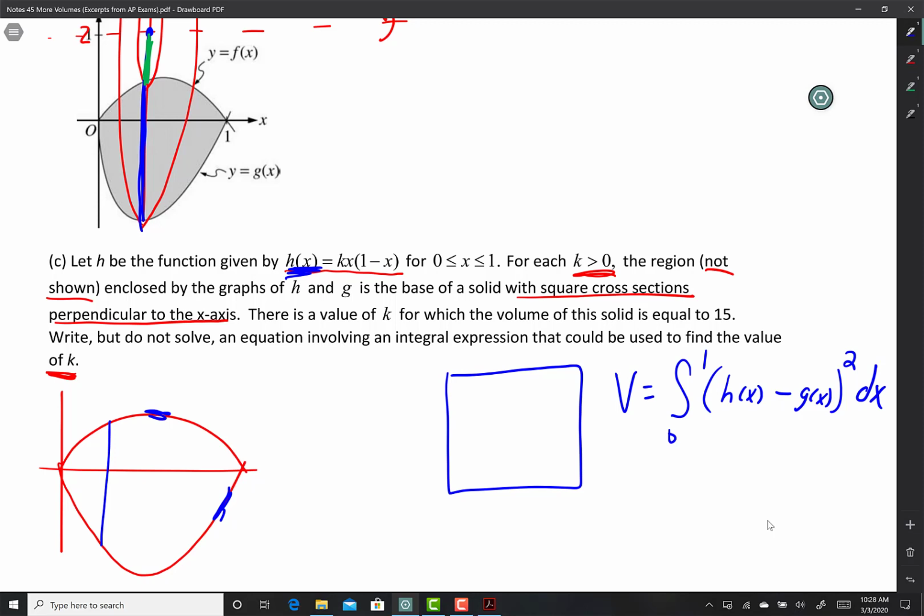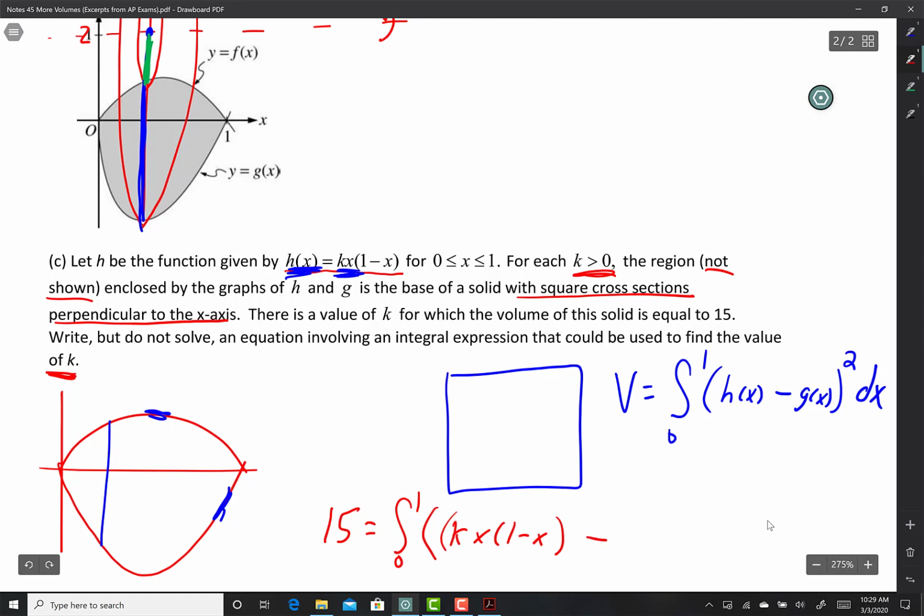15. Okay, it equals 15, and what else do I got to see within the integral? I got to see what? K. You got to see k. If you don't see the letter k, you can't get full credit. Does that make sense? Just write out the equation. So you say 15 equals integral 0 to 1, open parenthesis, and then write what h of x is. Kx(1 minus x), close, minus, and then what is the other graph? 3(1 minus x), close, square root of x. X minus 1. X minus 1.